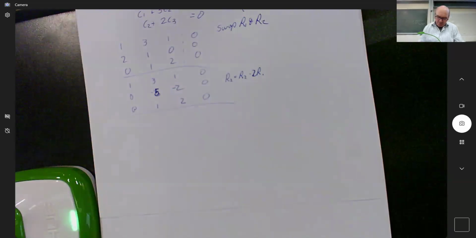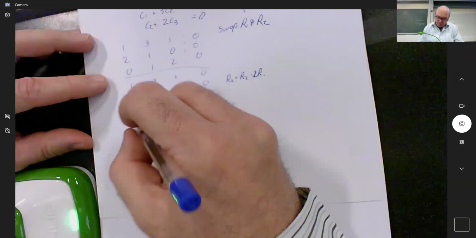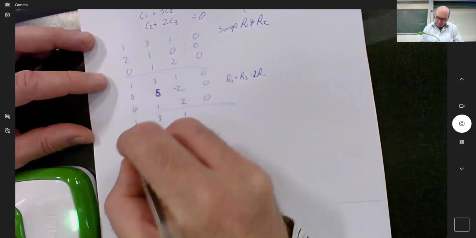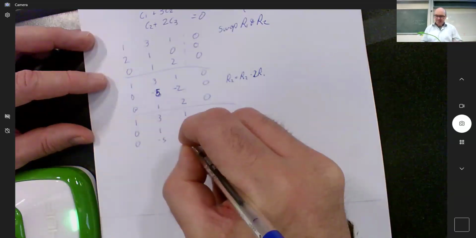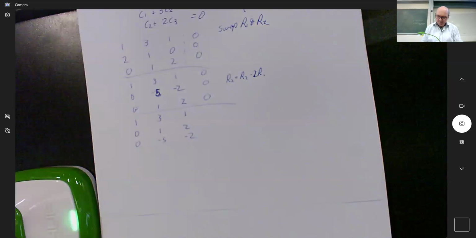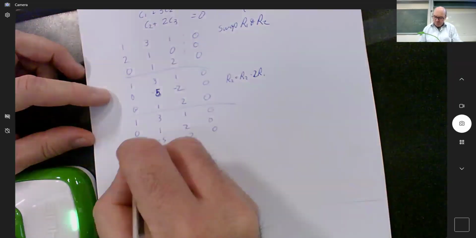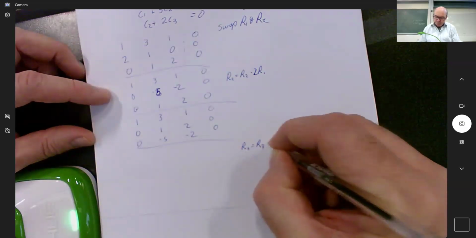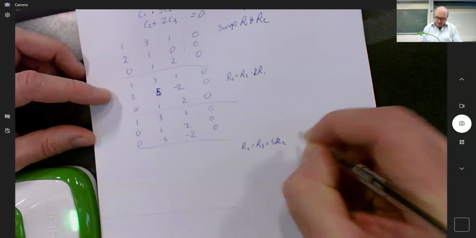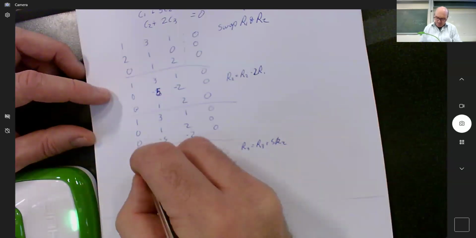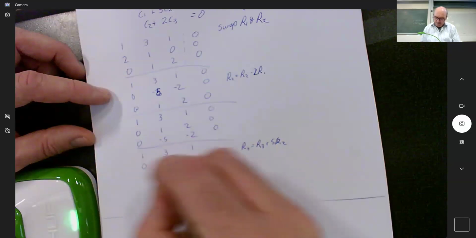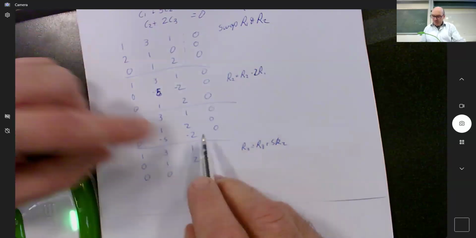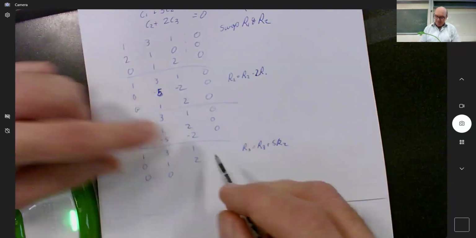Again, maybe what I'll do is a little bit of a swap. And then I will do row 3 is equal to row 3 plus 5 row 2. And so I will get 1, 3, 1, 0, 1, 2, 0, 0. And this will be minus 5, minus 2 plus 10 is going to be 8.